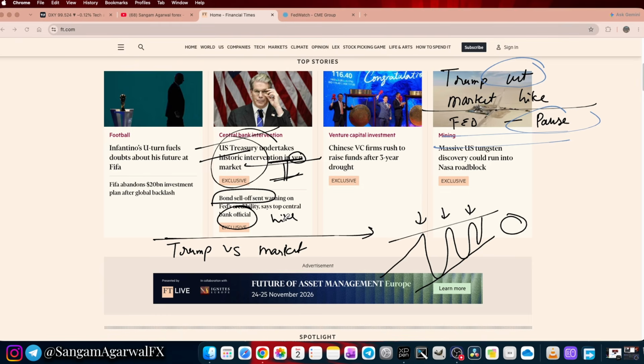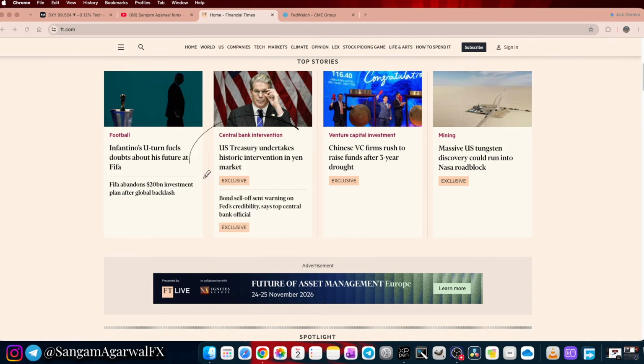Let's see who will win, but everyone know Trump is like a god. He controls so much power, so much resource. You cannot go against Trump. In the end, Trump will get what he wants. So market was demanding hike before FOMC. After FOMC meeting, market was demanding hike, before market intervention in yen, and still they are demanding hike. So let's see what happened, but both are fighting, Trump and market.